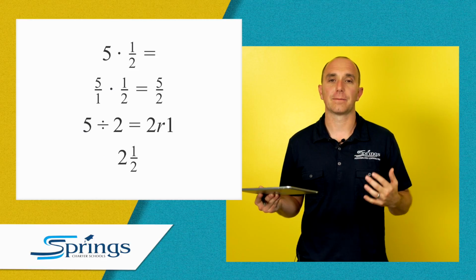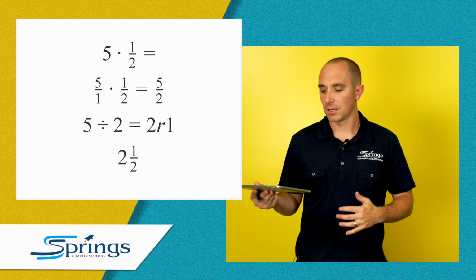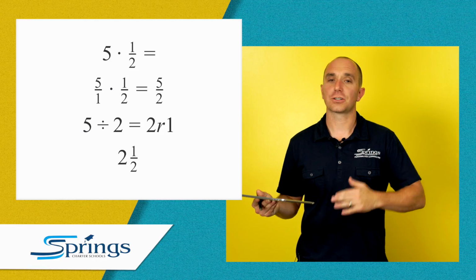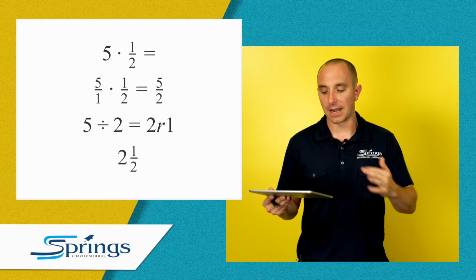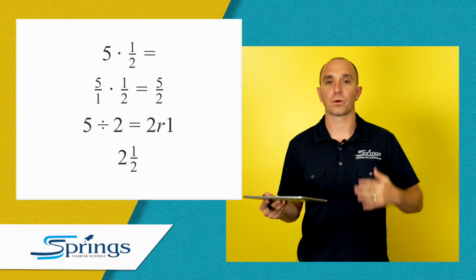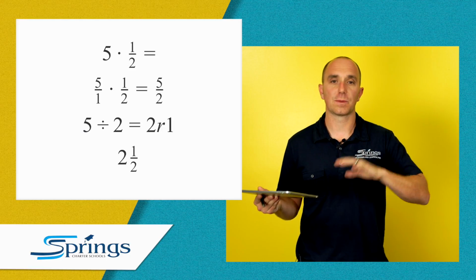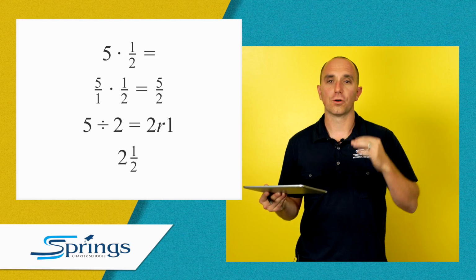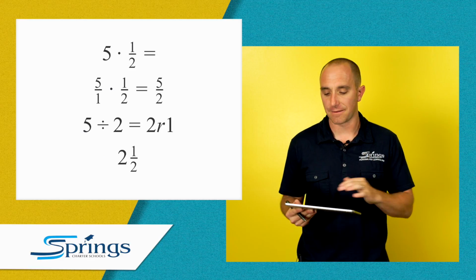Now, I have to think about it. I can't leave it as 5 halves. So I have to turn that improper fraction back into a mixed number. So I have 5 divided by 2. Well, it's going to go in 2 times with 1 left over. So my 2 is my whole number of 2. And then I put 1 over the 2. So I have 2 and 1/2.